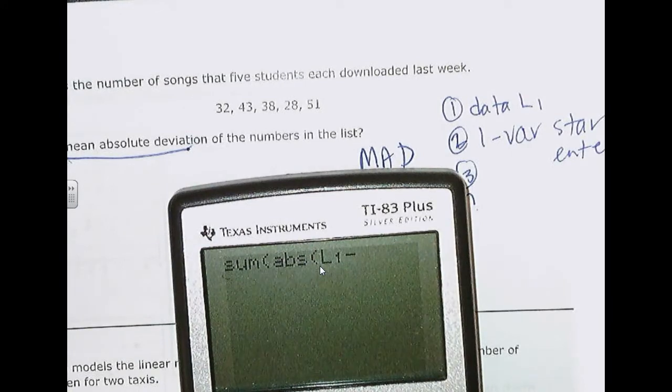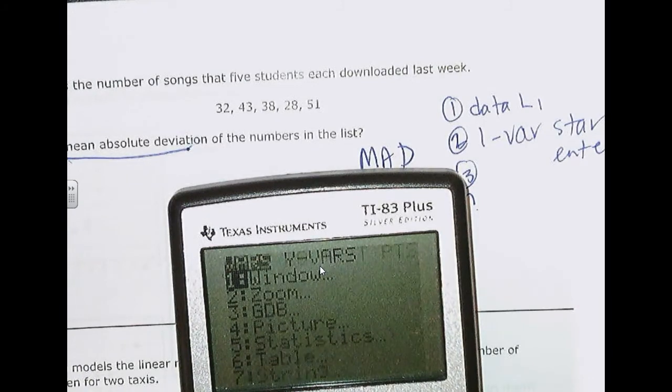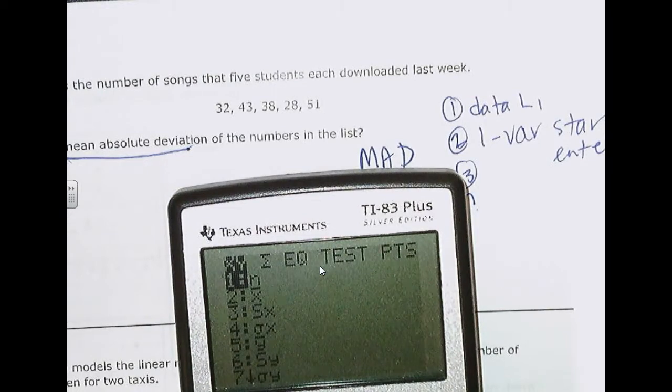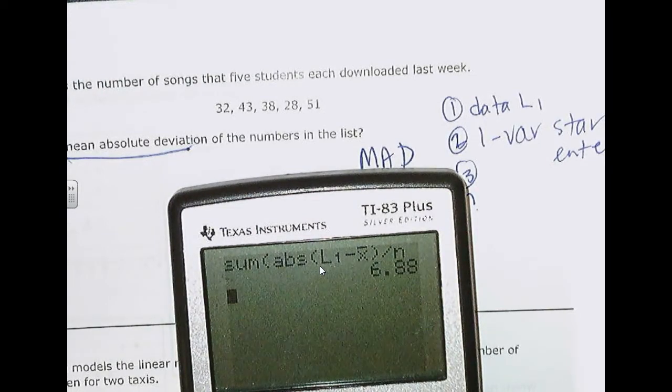Subtract. So sum minus my x mean. I need that x. It is a variable. It is a statistic variable. Second one. Close the door. You're letting the cold air out. Divide by n. And n's a variable too. So go back to vars, the statistics. First one. Push the enter button. 688. Answer B. Whew. Easy. Not.